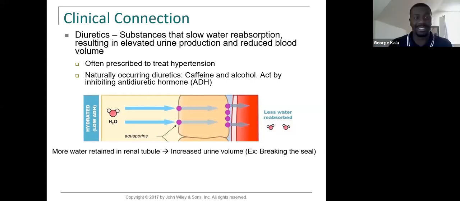Any other questions here? No? Okay. All right, so those are diuretics.